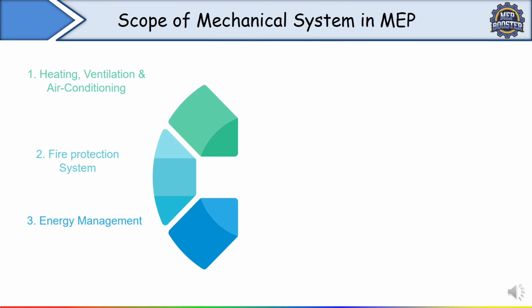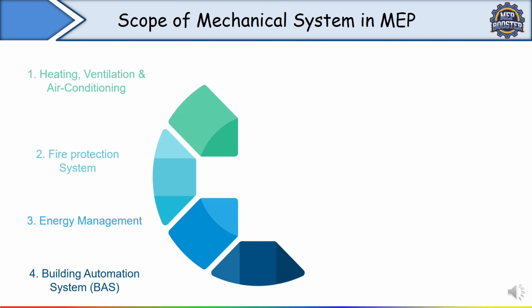So the mechanical systems in MEP are central to energy management and sustainability. This involves optimizing HVAC systems for energy efficiency, incorporating renewable energy sources and utilizing energy recovery systems.